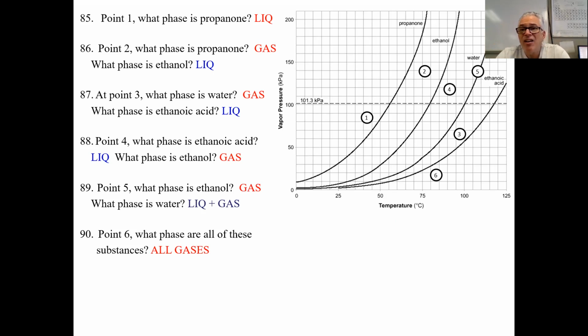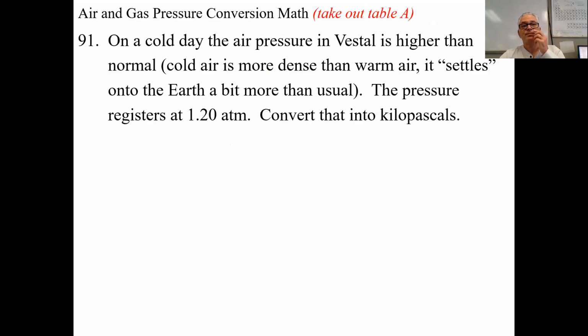Table H tells us so many different things. It will tell us what phase, liquid or gas or both, any one of these 4 substances is at any pressure and temperature point on the graph. If you're in front of the curve, you've already boiled into a gas. If you're behind the curve, you're still in the liquid phase.